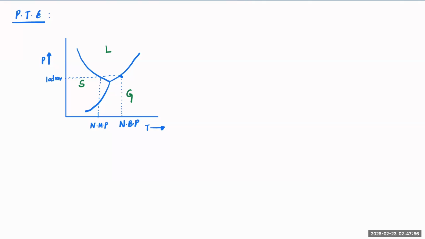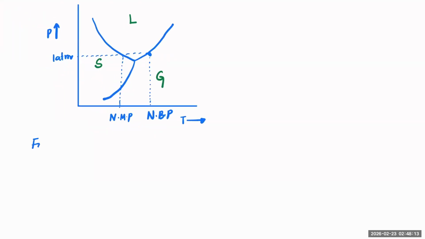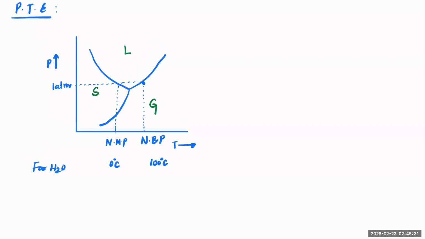Remember NMP and NBP. If it is the standard melting point or standard boiling point, that means it should have been at 1 bar. 1 bar is the standard value, 1 atm is the normal value. So now for water, in the case of H2O, we know that this happens at 0 degrees Celsius, that happens at 100 degrees Celsius. Now notice it carefully.